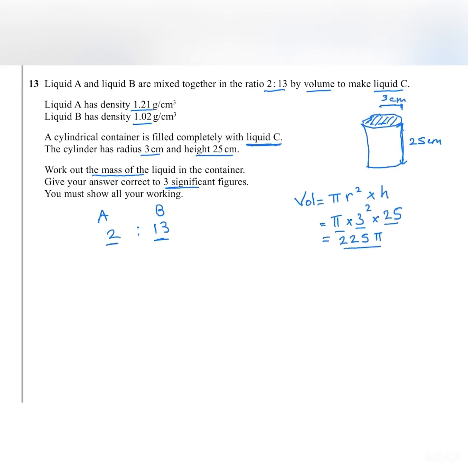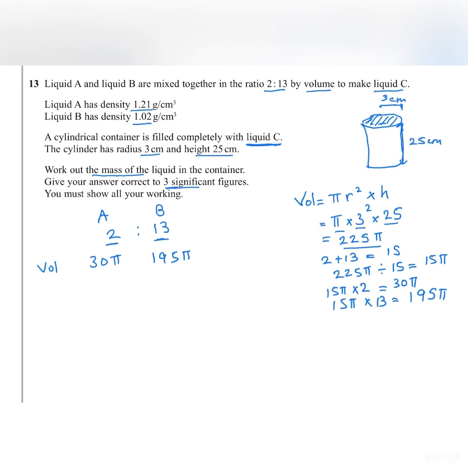Okay. Now, since we've been given the ratio of volume of A and B, we can split this 225 pi in the ratio of 2 to 13. So 2 plus 13 equals 15. And 225 pi divided by 15 is 15 pi. Okay, now 15 pi times 2 is 30 pi. So liquid A, the volume of that is 30 pi. So we're just going to write down volume on this side. And then 15 pi times 13 is 195 pi. So 195 pi.